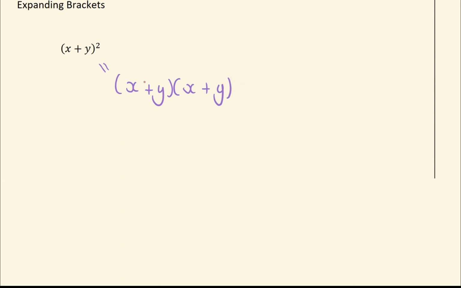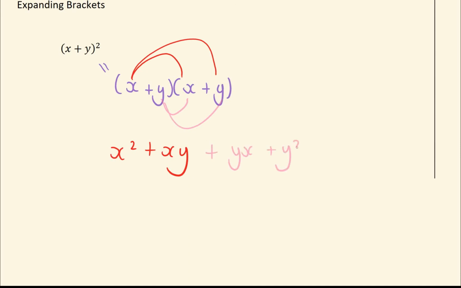You need to times every term in this bracket by every term in this bracket. So you've got to do x times x, and you've got to do x times y. Do that now. That gives me x squared plus xy. And then we do the same thing with this y. I've got to times each term over here by this y. So here I've got plus y times x plus y squared. And you simplify this down into x squared plus 2xy plus y squared.